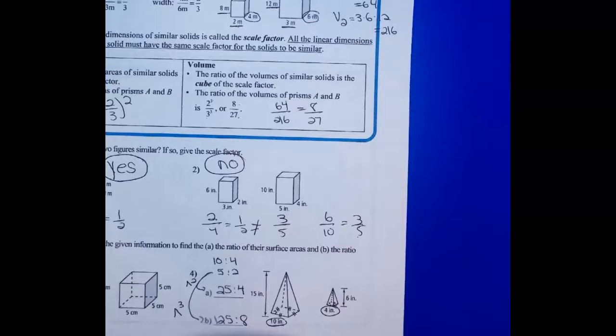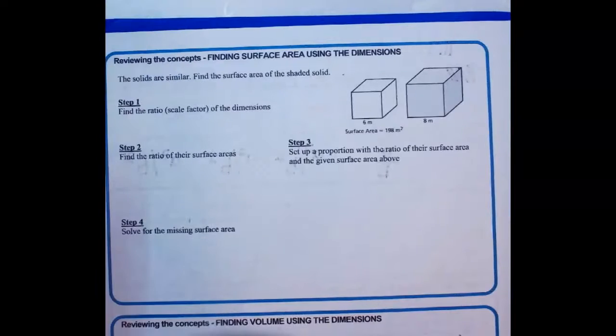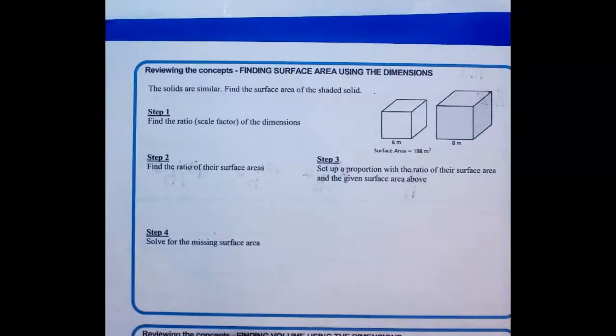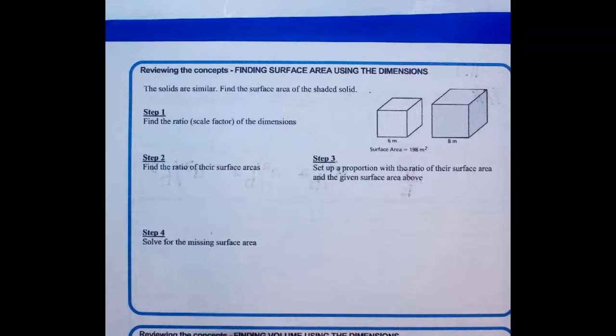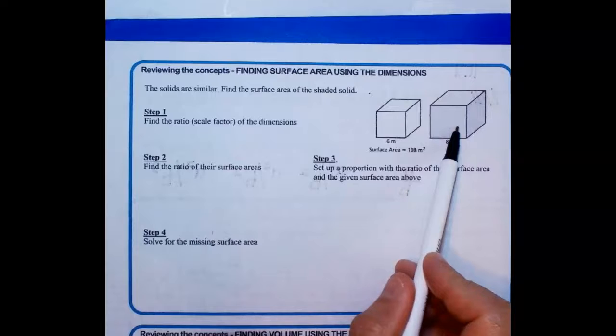Now we're going to see how we can actually use this to find surface area and volumes without having to go back and reuse our formulas. Okay, again, they tell us the solids are similar. We have to find the surface area of the shaded figure, which in this particular case is the cube on the right. Now, as I said, because they're similar, we don't have to go back and reuse that formula. So let's look at their steps.